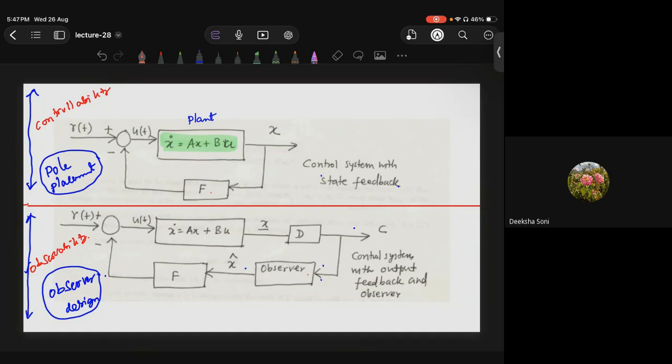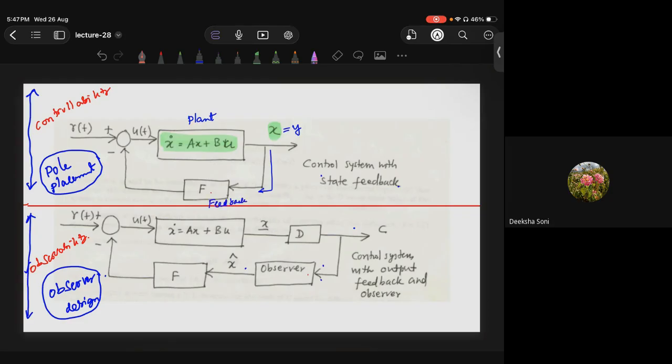Now this is our plant. From the plant, we are getting this output x, let us say that is nothing but our output y. It means that we can measure our output directly as the state x. Then that state x we are giving as the feedback.